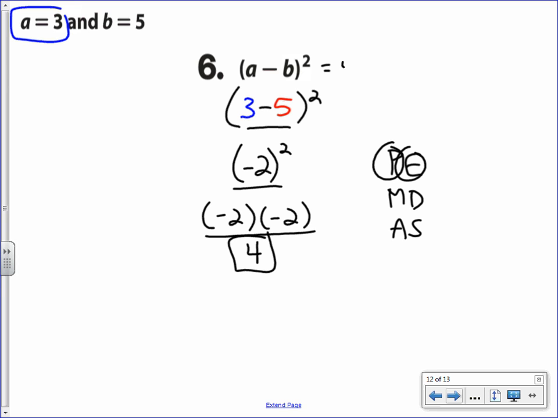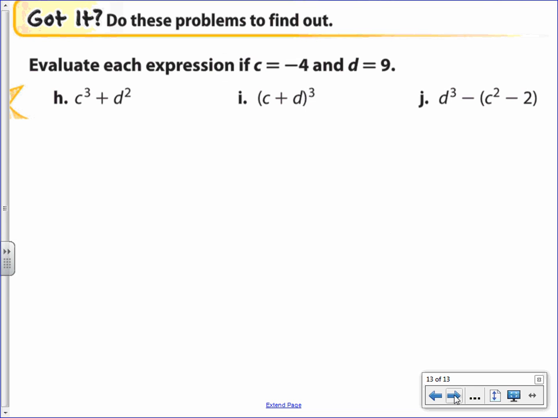Equals 4. You have to show your work. You can't just pick up your calculator and grab it and start using it. You need to show your work. The got it questions. Open up your book.